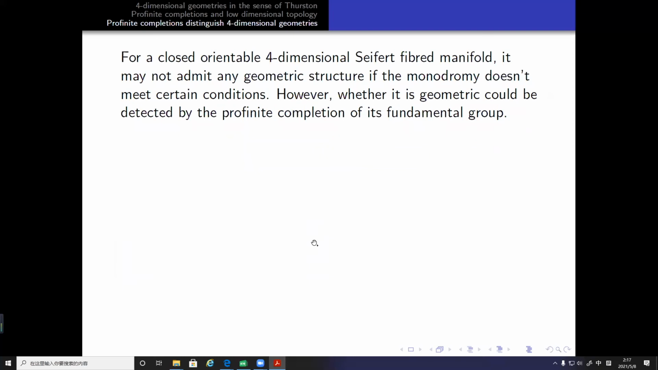Also for closed orientable four-dimensional Seifert manifolds, as I have said, it may not admit any geometry if the base is a hyperbolic orbifold and if the monodromy does not meet certain conditions. However, we can show its geometry could be detected by the profinite completion of its fundamental group.